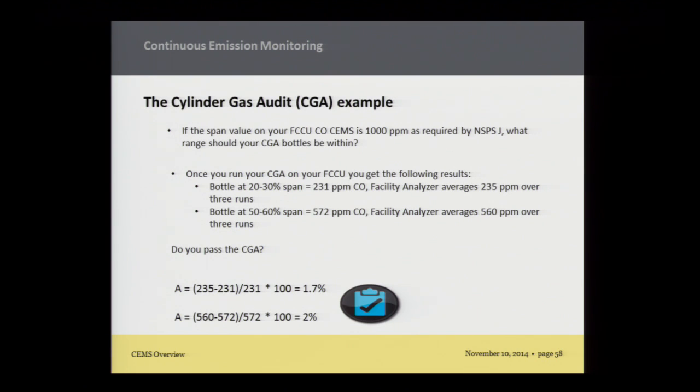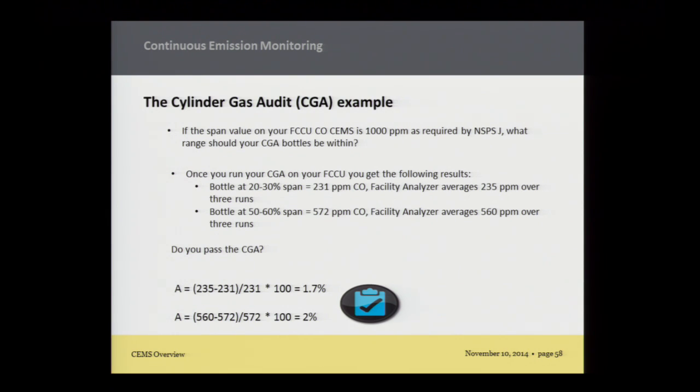It's easy, it's 1,000 ppm. Yep, so 500 to 600 for the span. 200 to 300, yeah, and 200 to 300 for my 20 to 30, for my low value, and then my high value, 500 to 600. Anything in that range, you can use those 2 bottles.